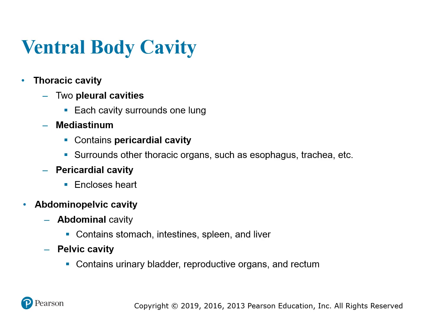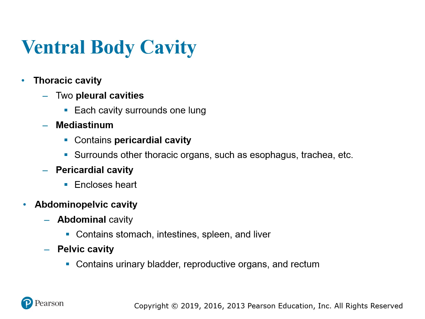So the thoracic cavity itself has several subdivisions. There are the two pleural cavities that surround the lungs, and then the space in between them is the mediastinum. The mediastinum actually has the pericardial cavity, which has the heart, and not only that, but the thoracic organs like our esophagus, our trachea, those are passing through the mediastinum. And of course, the pericardial cavity is enclosing the heart.